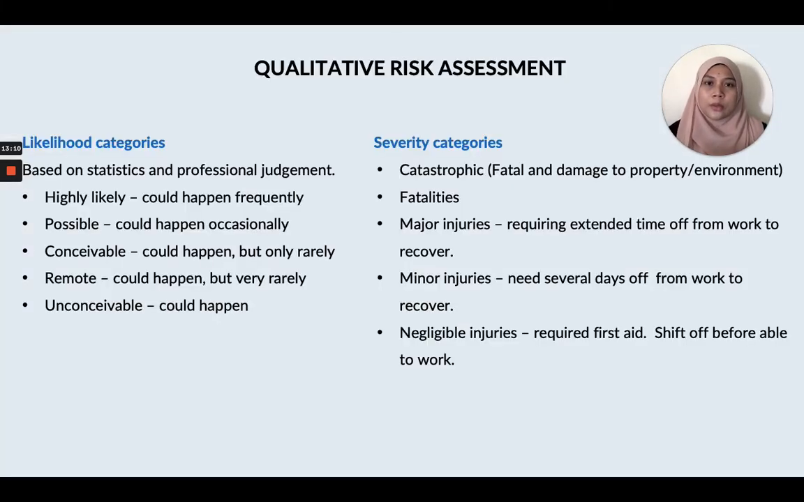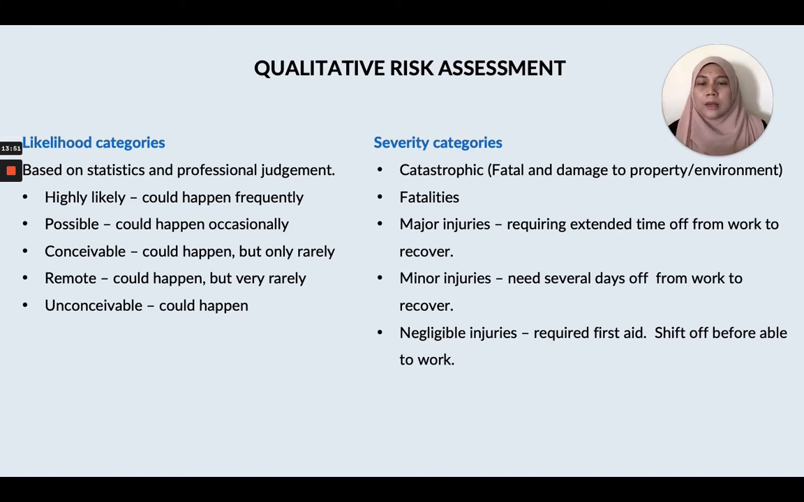When we want to do risk evaluation or risk assessment, there are 2 methods, either qualitative or quantitative risk assessment. Qualitative is more subjective, which has no numerical values. For example, if the hazard is highly likely, it means that it could happen frequently. If the hazard is remote, it means it could happen but only very rarely. For the severity, there are 5 categories. Catastrophic normally involves numerous fatalities and damage to property and environment. And then fatalities, major injuries, minor injuries, and negligible injuries.